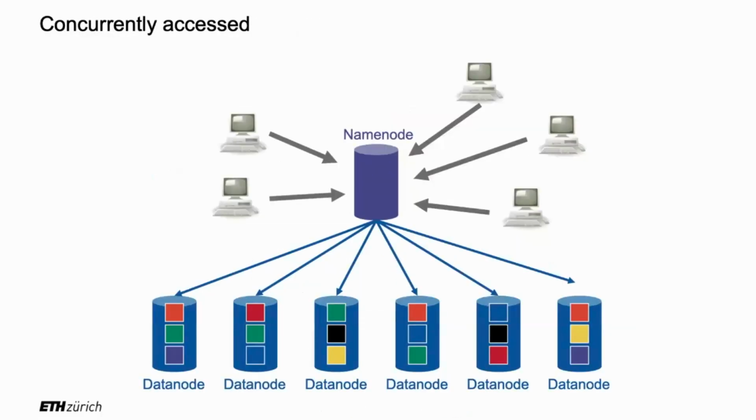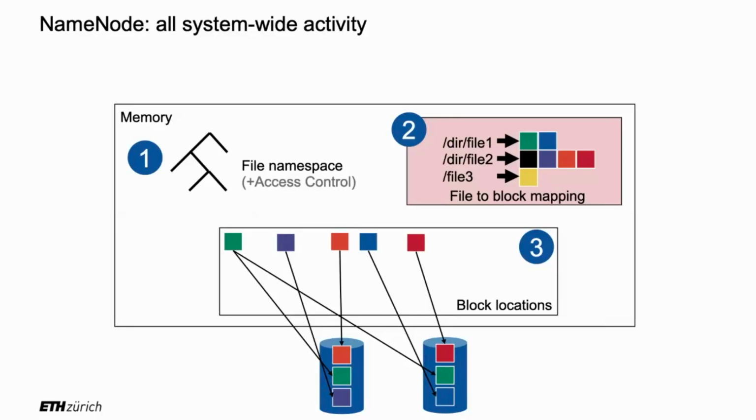Okay. Now I'm going to zoom in on the name node, and let's look at what's inside the name node. So if I zoom in, this is what I get.